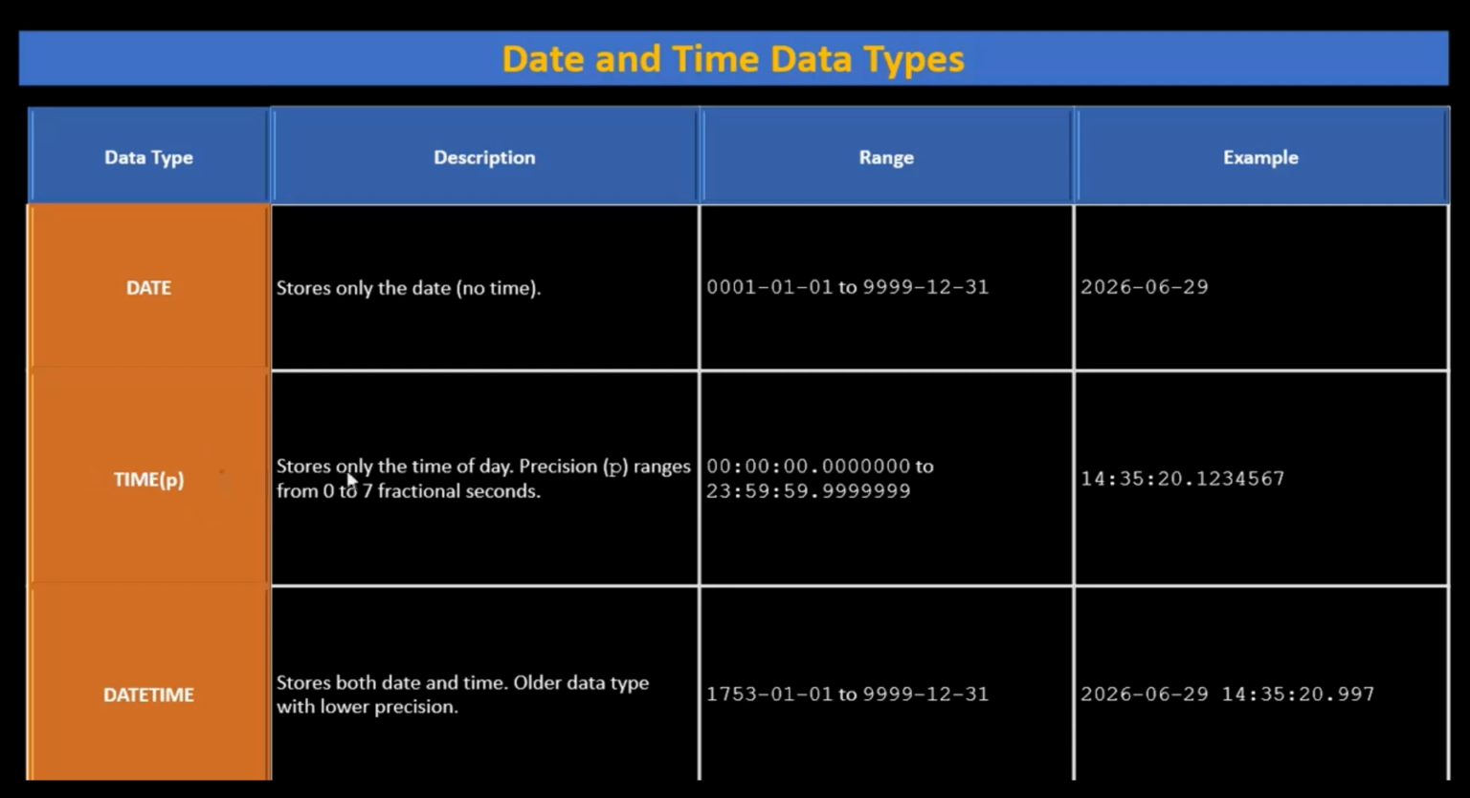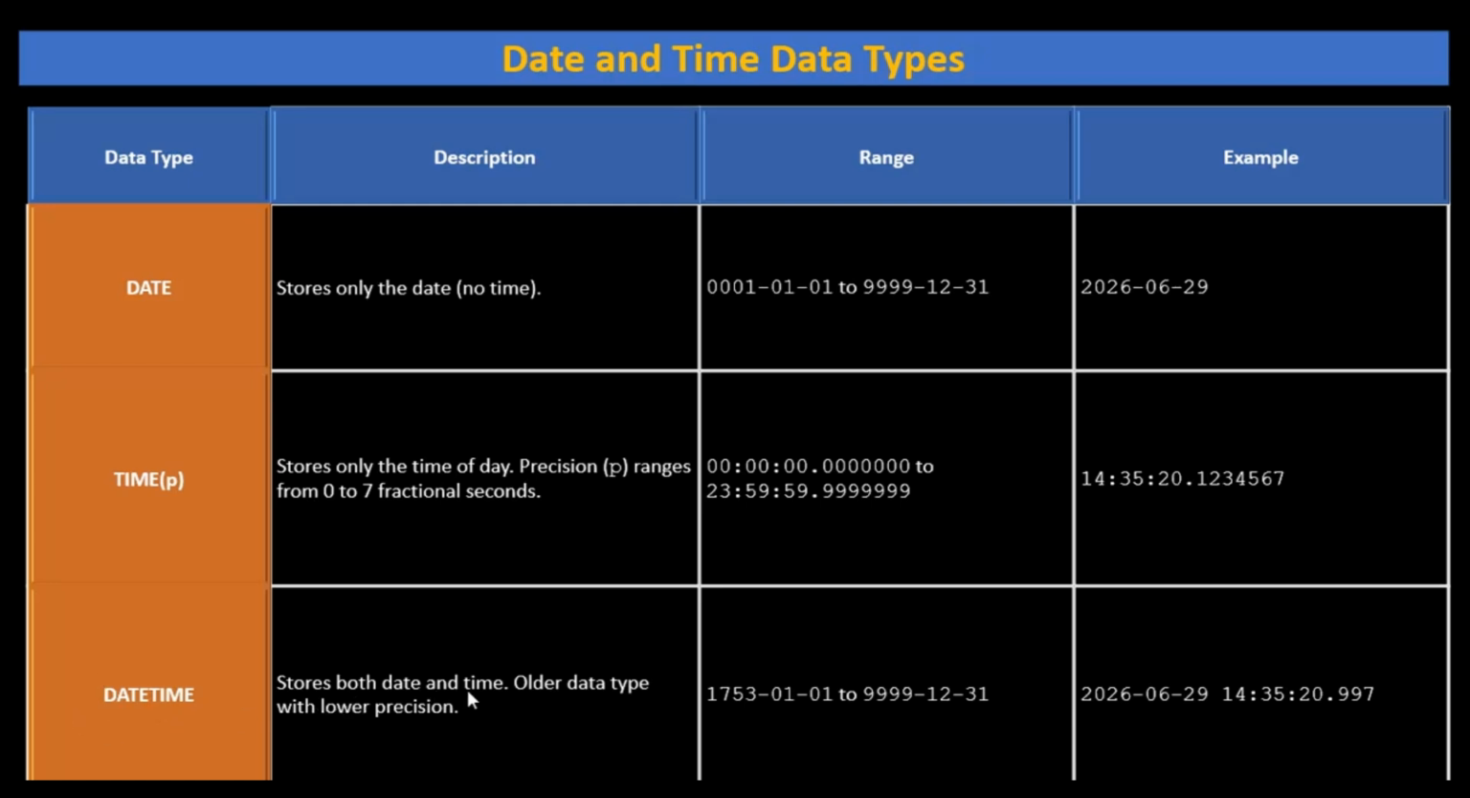The next is time. It stores only the time of the day. The precision ranges from 0 to 7 fractional seconds. The range is from 0 to 23:59:59.9999999 seconds. For example, 14 hours, 35 minutes, and 20.1234567 seconds.